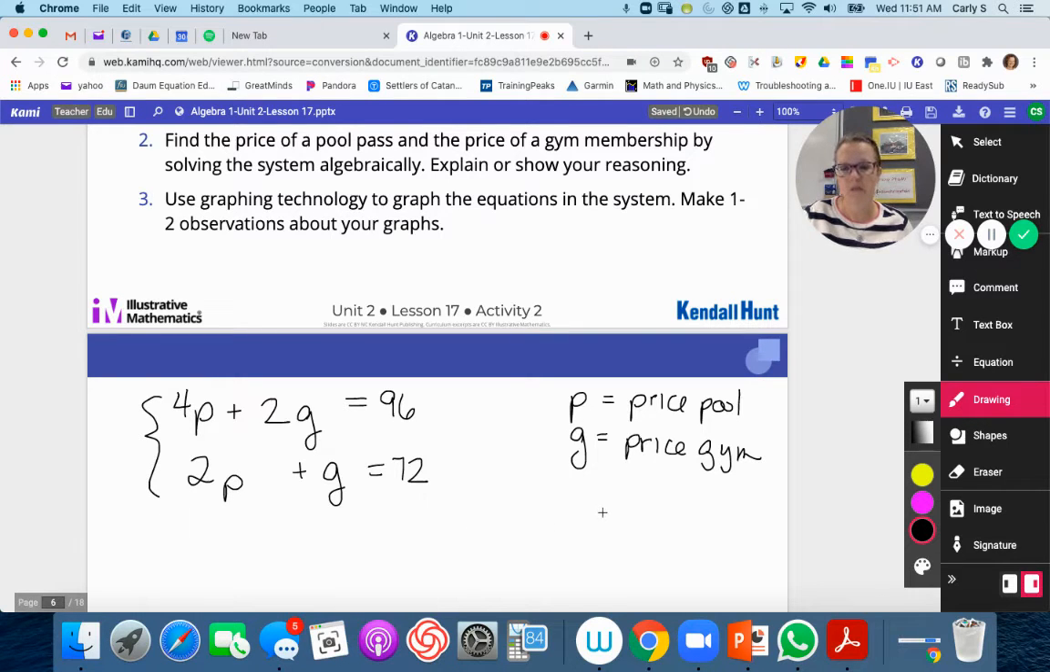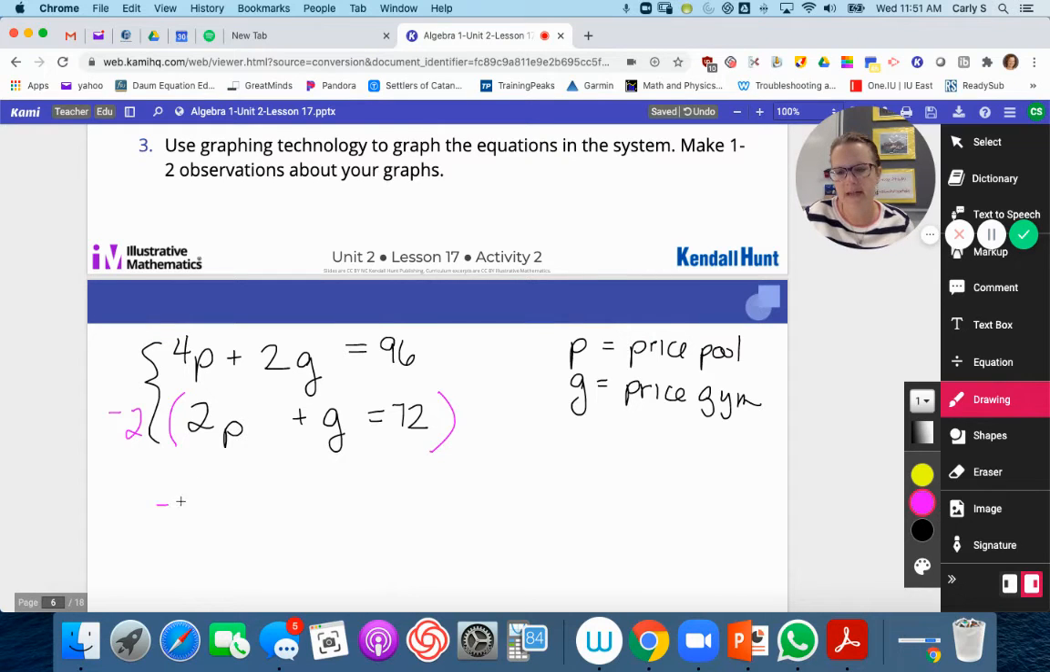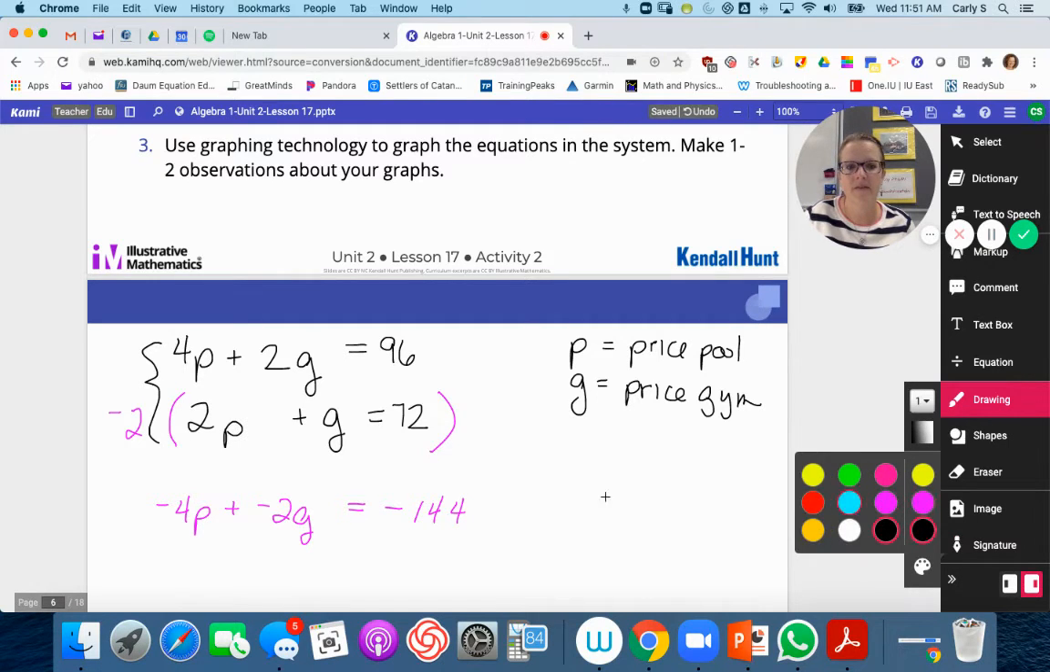Okay, find the price of a pool pass and the price of a gym membership by solving the system algebraically. Explain or show your reasoning. So I can either do substitution or elimination. I'm going to do elimination and go ahead and multiply this second equation by -2. All right, here we go. So I'm going to rewrite this one in purple, -4p plus -2g equals -144. And then I'm going to rewrite that first equation so they're lined up.